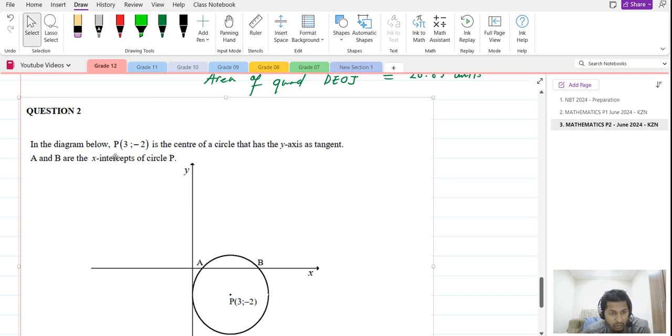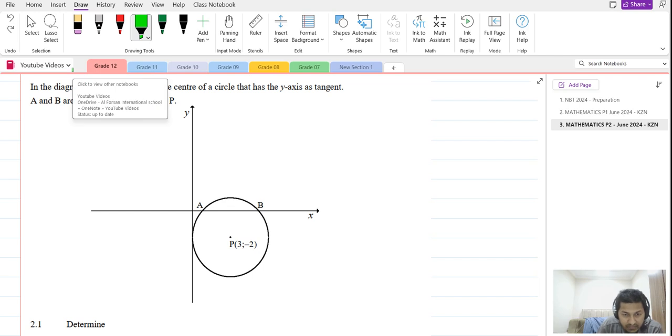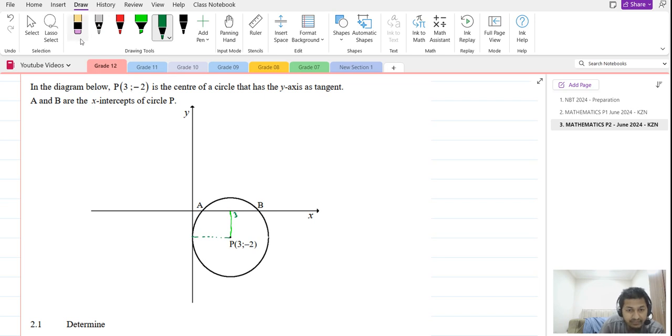In the diagram below, P is (3, -2). 3 and -2 is a point here, the center of the circle that has the y-axis as a tangent. A and B are the x-intercepts of the circle P. Now what you should be doing is, when they tell you that, draw a line from here to there. If you draw this line, we don't know that distance, but we know what the x value there is, 3, and going here, it's the same value here, 3, and thus -2.